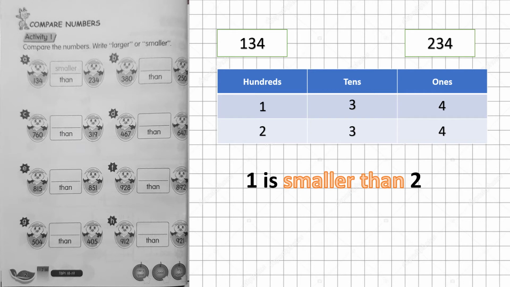So, perlu tak kita tengok tens and ones? Dah tak perlu kan? So, the answer is 134 is smaller than 234. Okay? Faham? Do you understand? Okay, now I will show you next example.